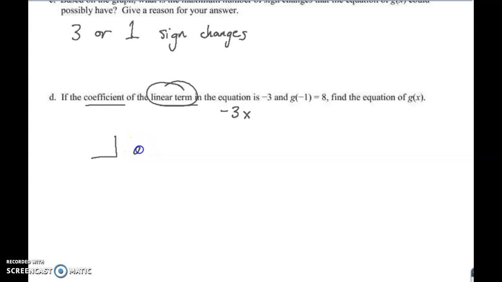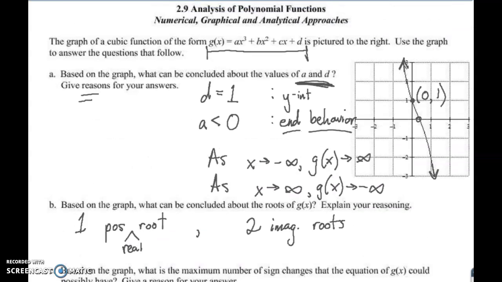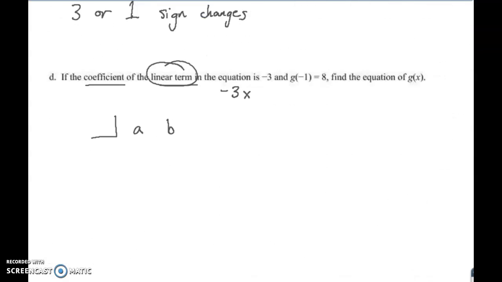Because we don't know the a value, we don't know the b value. By the way, I'm looking at the equation a, b. But now we know c is negative 3, we know d is 1. We also know that g of negative 1 will give us a y value of 8. Or we can use synthetic this way.